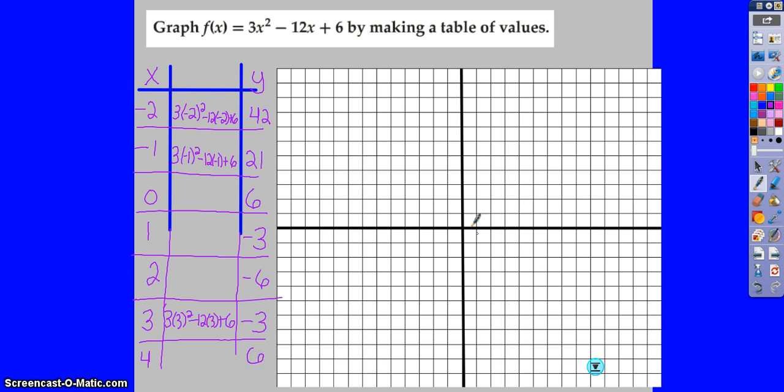Now it's just a matter of plotting these points. So 0, 6, that's my y-intercept. Then I have 1, -3. Then I have the point, sorry, went the wrong way there. +1, -3. Completely graphed that one wrong. So make sure you fix that. 2, -6, so 2 right, 6 down. Then 3, -3. And then 4, 6. And so notice you should see some symmetry.